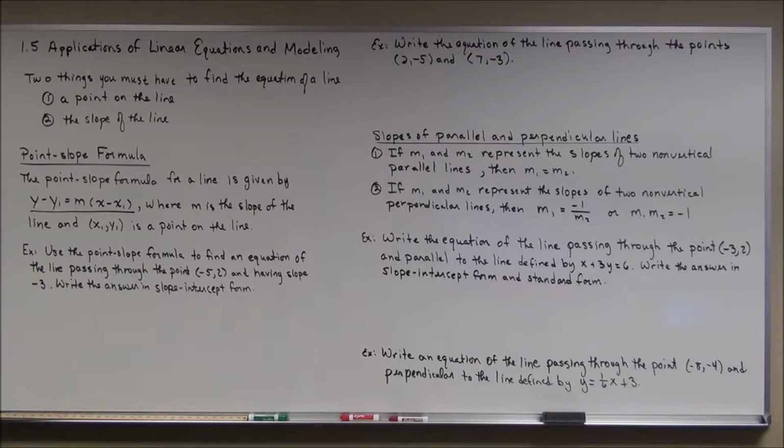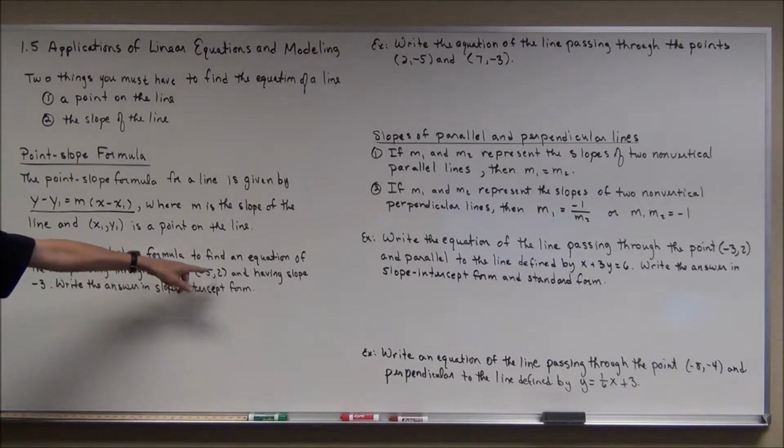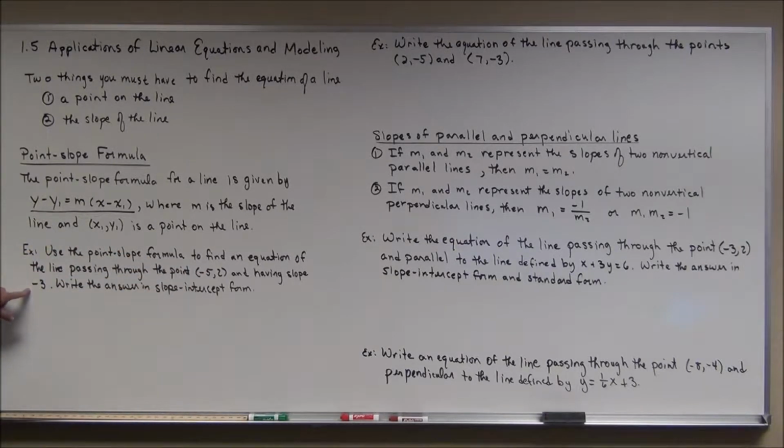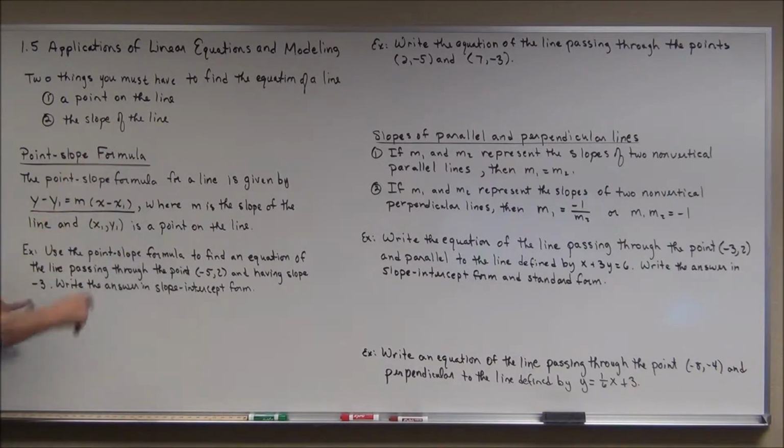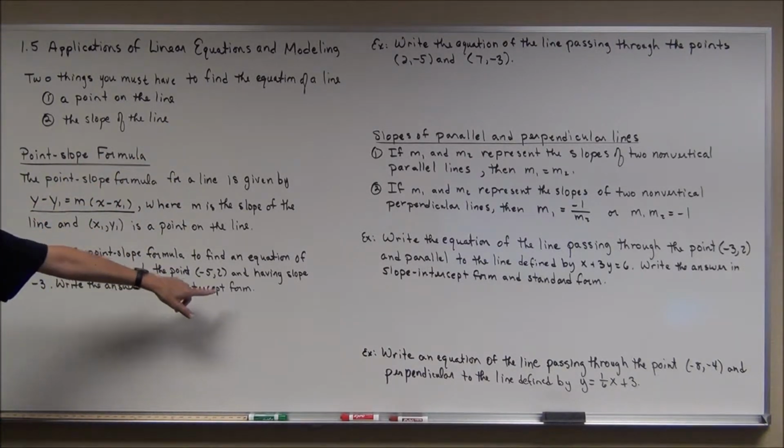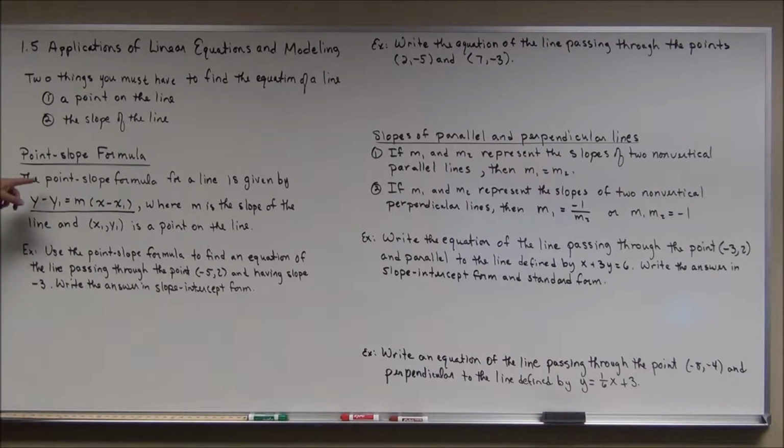Here's an example. Use the point-slope form to find the equation of a line passing through the point -5, 2 and having slope -3. Those are the two things I need. I need a point on the line and I need the slope of the line. And I'm going to write my answer in slope-intercept form. So after I use point-slope form, I'm going to rewrite this into slope-intercept form, which you remember is y equals mx plus b.